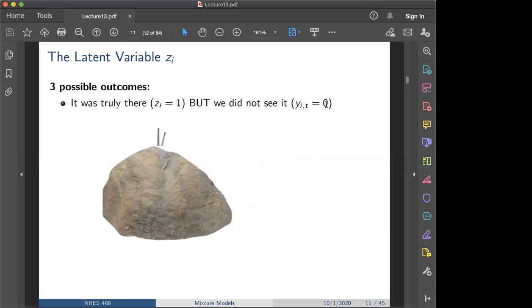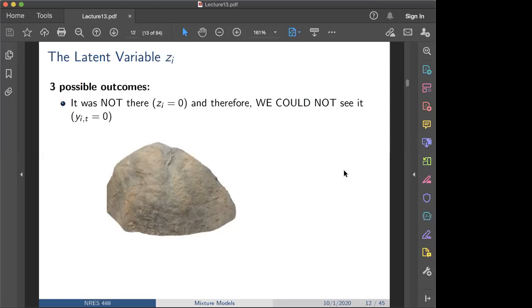But all we know is we didn't see it, and therefore, it could have either been alive or it could have been dead. If it was alive, Zi is going to equal 1, and if it was dead, Zi is going to equal 0, which is our third possibility. The third possibility is it was not there, Zi equals 0, and therefore we could not see it, so Yi has to equal 0 with probability 1. So in all 3 of these outcomes, we only know Z when we actually see the animal. We don't know what Z is when we don't see the animal, but we can try and estimate what it is.